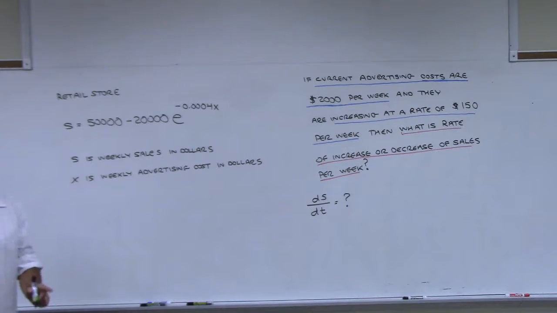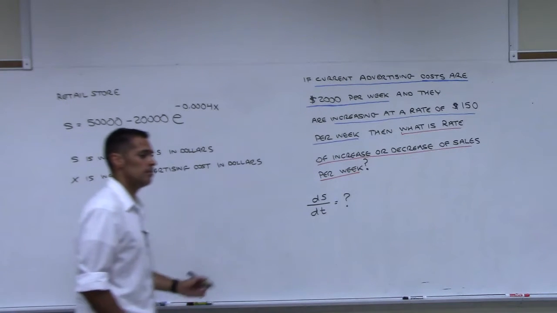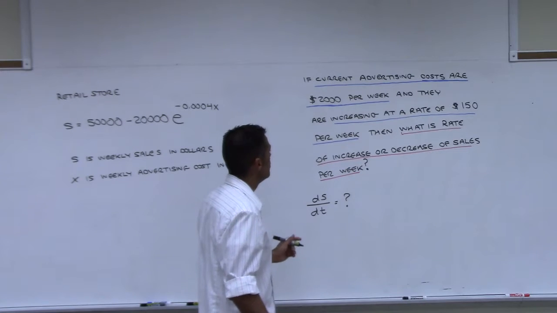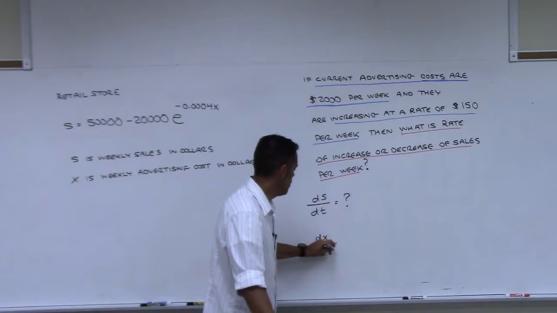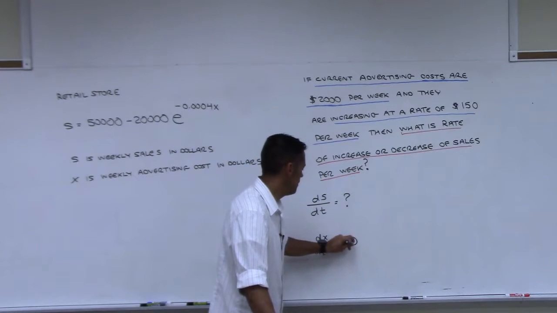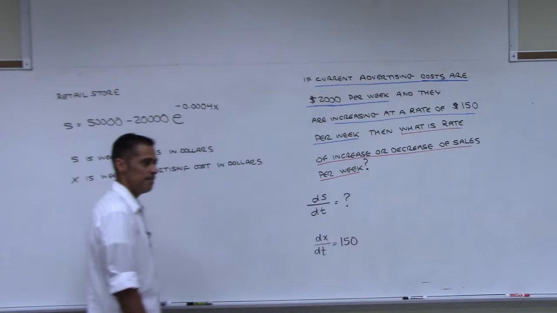I don't think any of the problems that I've come across in this book do decreasing, but yes, it would be negative. So dx/dt would equal 150. Yep, dx/dt would be 150. Understand?